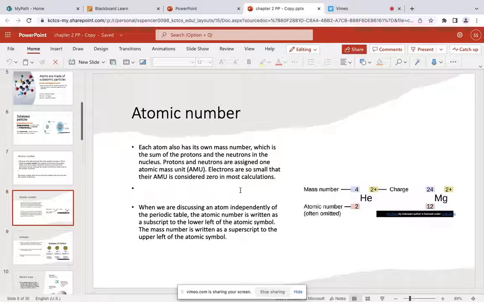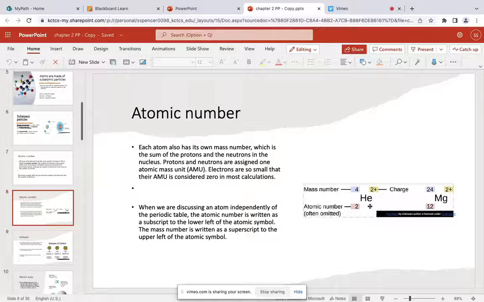So the atomic number. Each atom has its own mass number. Again, here's what I was kind of alluding to, which is the sum of the protons and the neutrons in the nucleus. Protons and neutrons are assigned one AMU, or atomic mass unit. Electrons are so small that we don't really even figure this up.